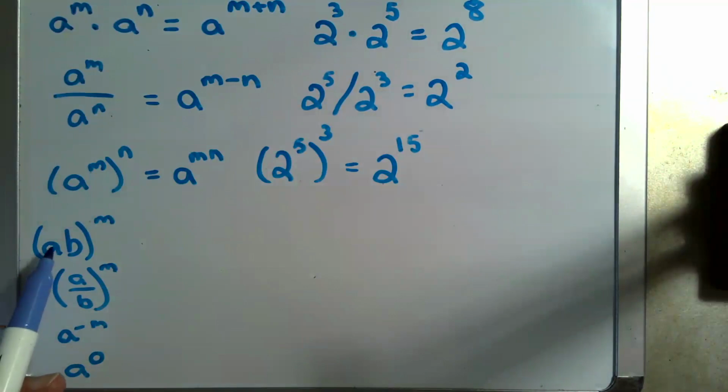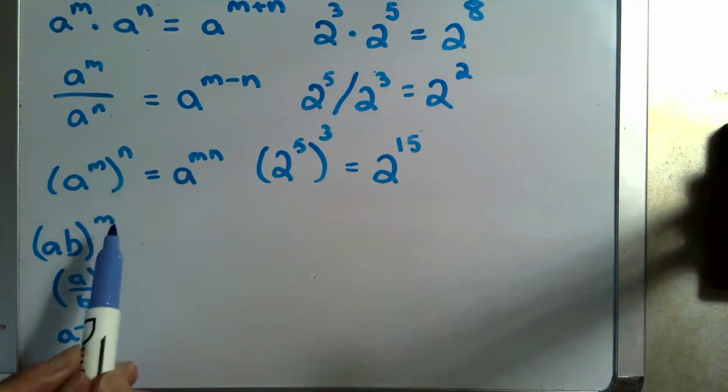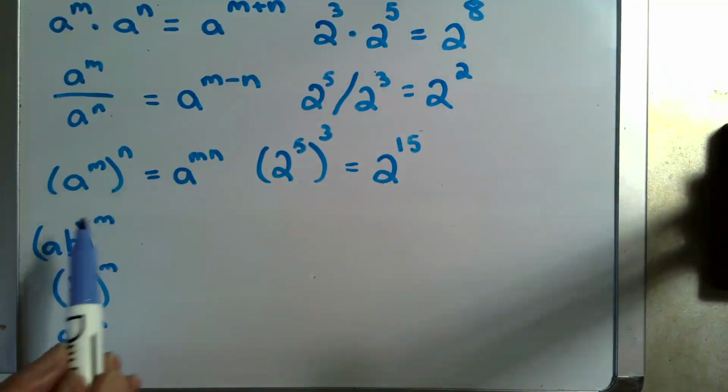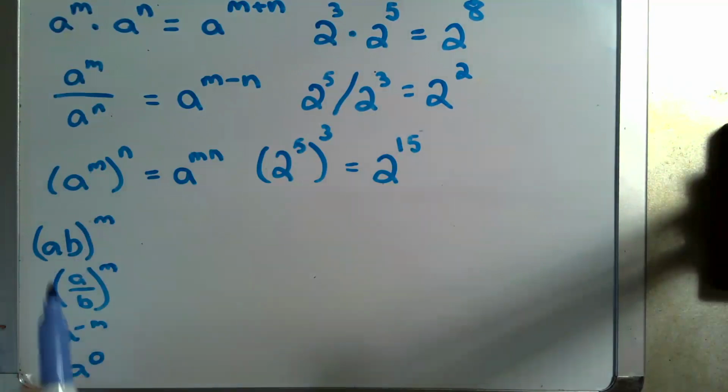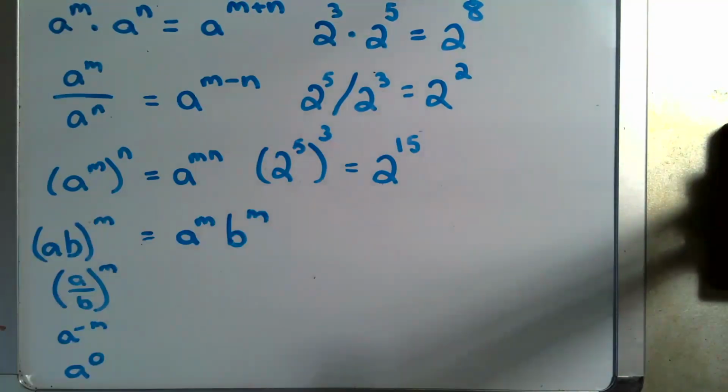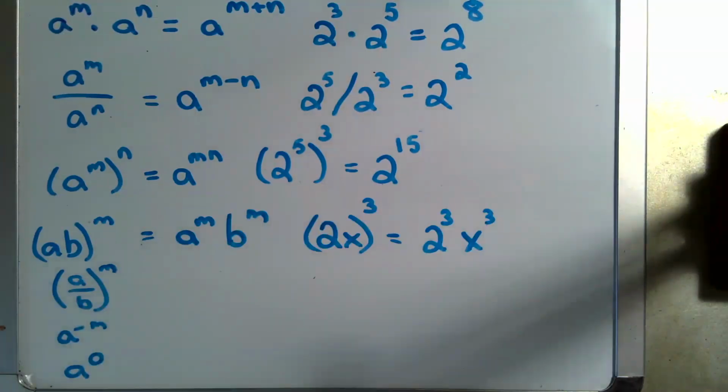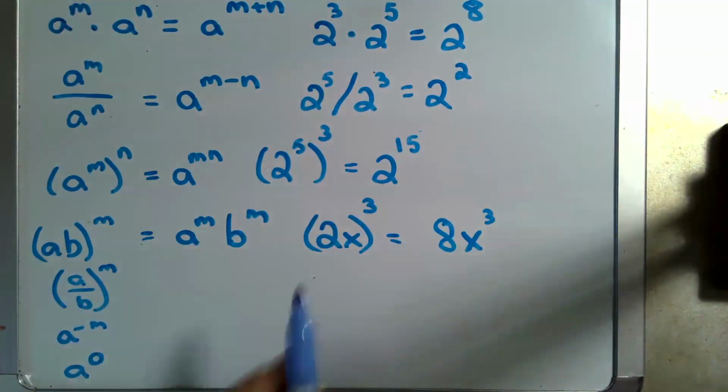When you have A times B to the M, you apply that exponent to each piece of your base. So that will become A to the M, B to the M, multiplication. This is when there's multiplication here. If there is addition here, that's different. That's a binomial. Then you're going to write them both out in FOIL. A great example here would be 2x to the 3rd. So we apply that to the 3rd to each piece, and then 2 to the 3rd is 8. So 2x to the 3rd becomes 8x to the 3rd.